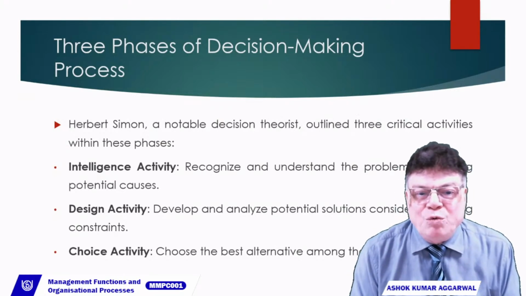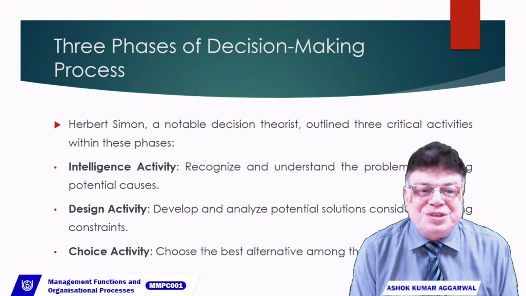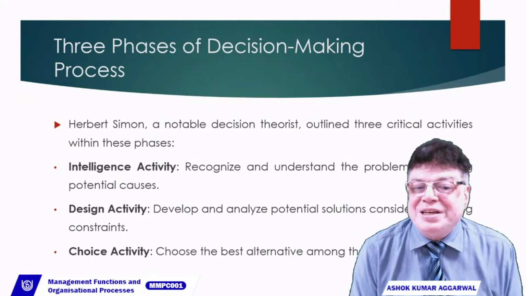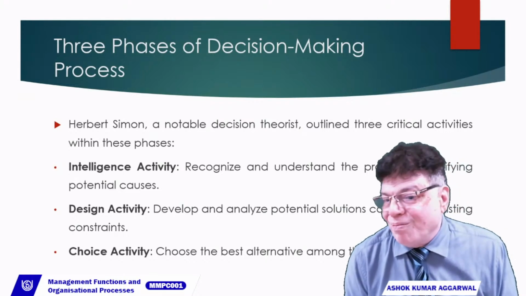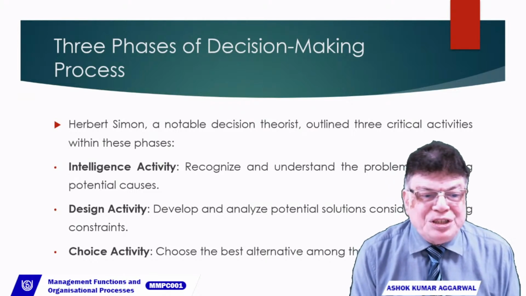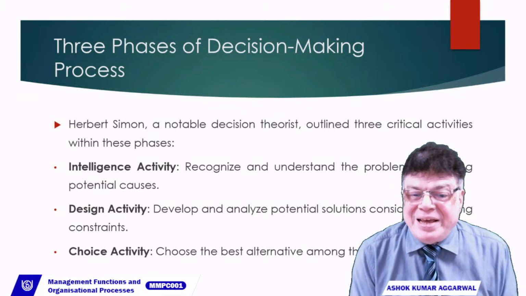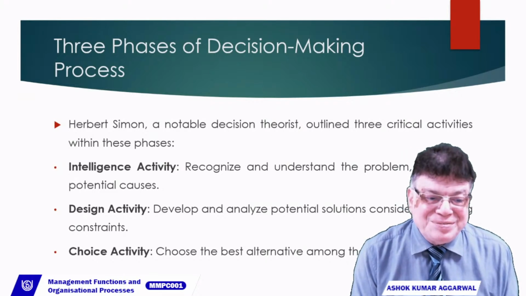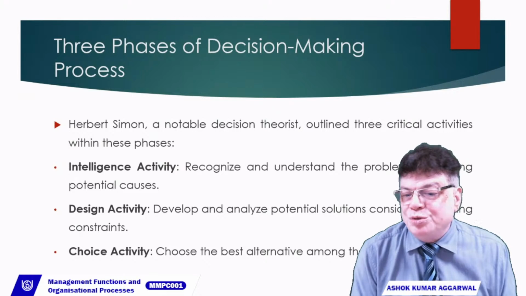Herbert Simon, a notable decision theorist, outlined 3 critical activities within these phases: intelligence activity, design activity, choice activity. Now, intelligence activity: recognize and understand the problem. What is the problem? Identifying potential causes. Design activity: develop and analyze potential solutions, considering existing constraints. Choice activity: choose the best alternative among those identified.